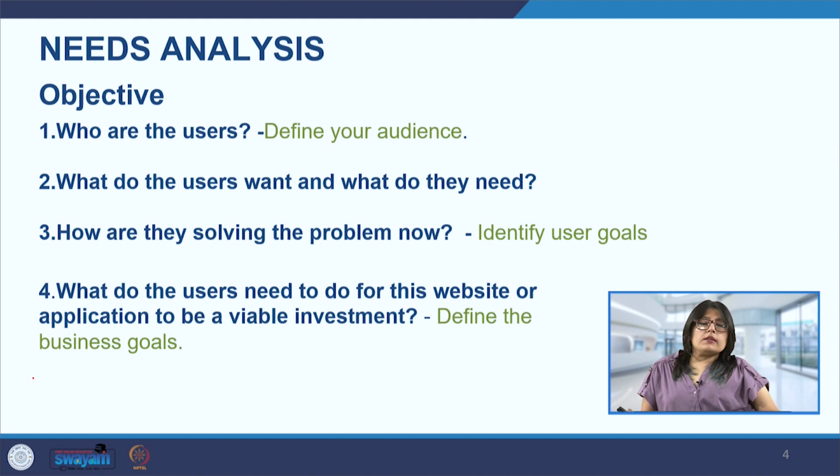And wants are something that even if one doesn't get those, they will still be okay, but needs is something which is imperative. So we have to understand the wants and needs, differences between those, so that we can focus on the most important and relevant problems at hand. So the third point is, how are they solving the problem now?